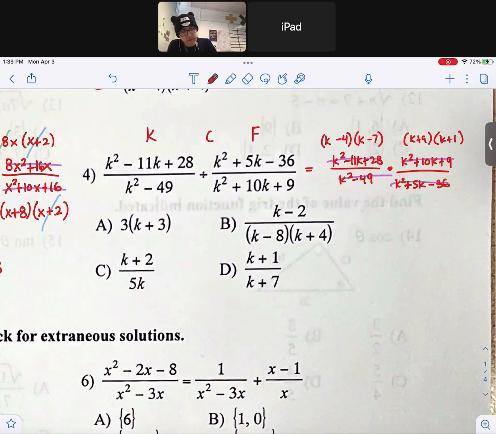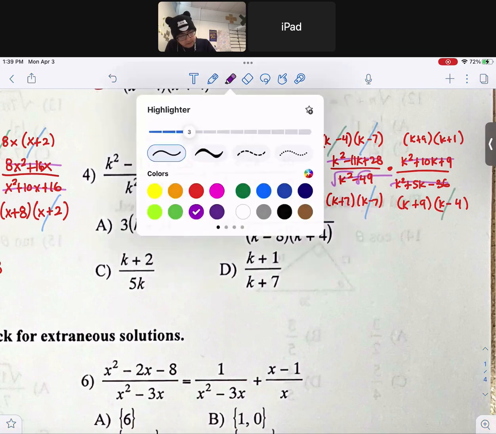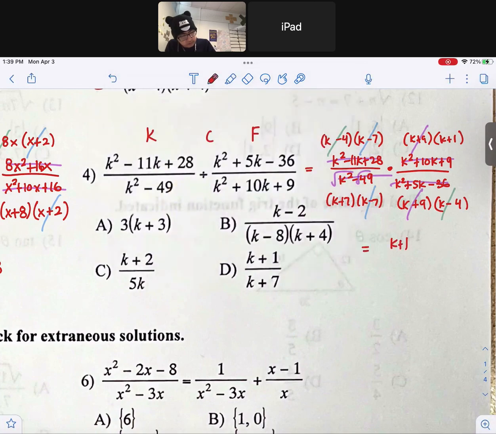This is a difference of squares factoring, right? So square root both of those, you get k plus 7, k minus 7, and what two things multiply to -36 but when added give you 5, that is k plus 9 and k minus 4. Now you cancel. The k minus 7s cancel. The k minus 4s cancel. And the k plus 9s cancel. So all you have is k plus 1 all over k plus 7, which is D. That's going to be D.